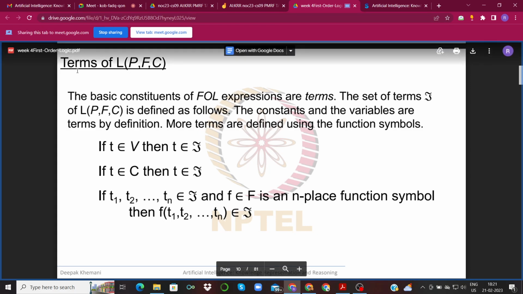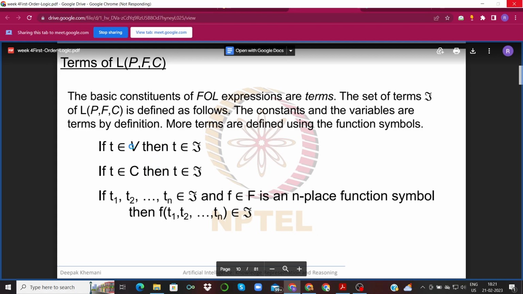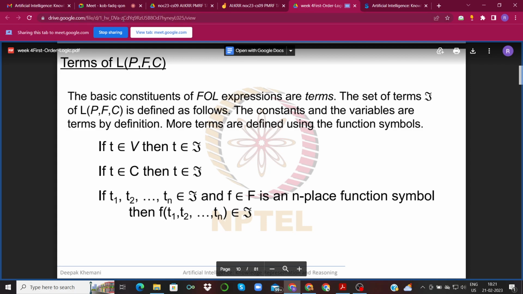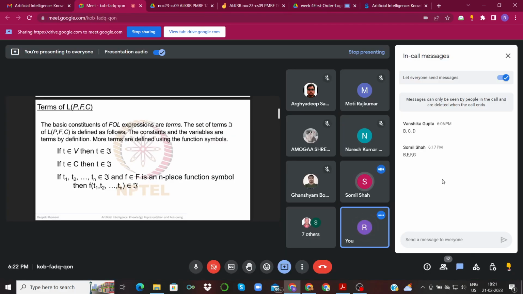First, the definition of a term. I'm not going through the whole definition, just the things that are relevant to us. If f is a function, then f of t1, t2, up to tn, where all these are terms, is also a term. Is this much clear? Yes, sir.